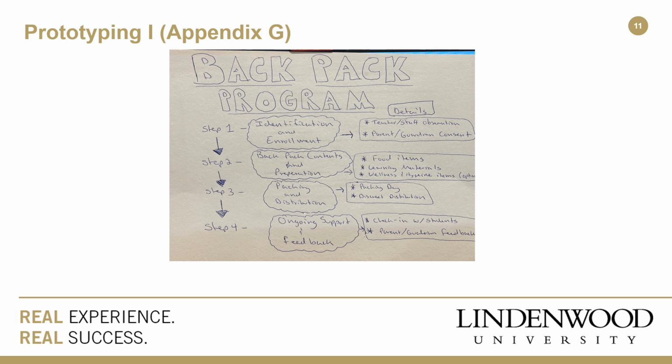For this stage, the researcher created a paper model in the way of a flow chart. The concept was a backpack program. Step 1 was identification and enrollment, and the details would include teacher and staff observation and parent and guardian potential consent. Step 2, backpack contents and preparation. Some details would include food and items, learning materials, and wellness and hygiene items as an option.